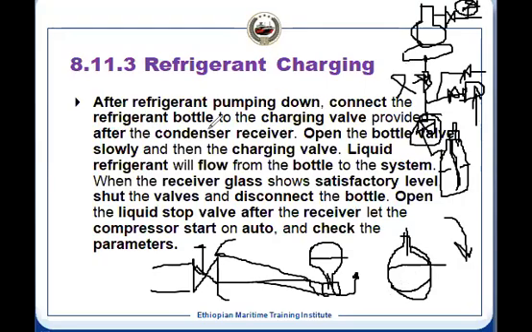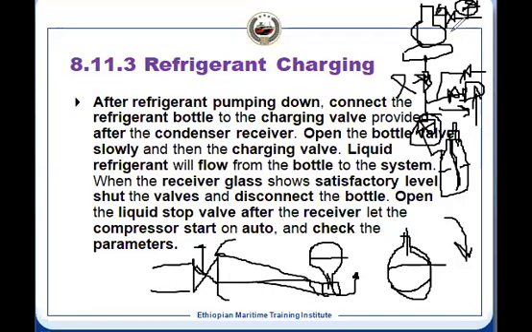when you are pumped down, your suction pressure on the compressor was very low. Now you have connected this bottle and you have opened this valve. What will happen? The refrigerant will flow, and the suction gauge will increase. Once the suction gauge has increased, you put your compressor on auto.